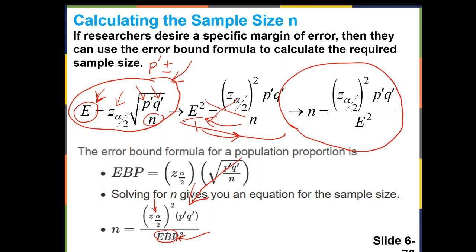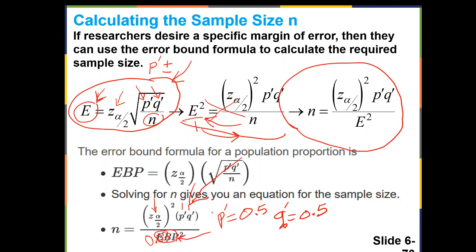Now remember, if the error is 3%, don't put 3 here. You have to put 0.03 here. Okay? And p prime and q prime, we're going to see that we have two numbers for them in a second. And those two numbers are just 0.5 and 0.5. That's all you have to do. Just put 0.5 and 0.5 for p prime and q prime.